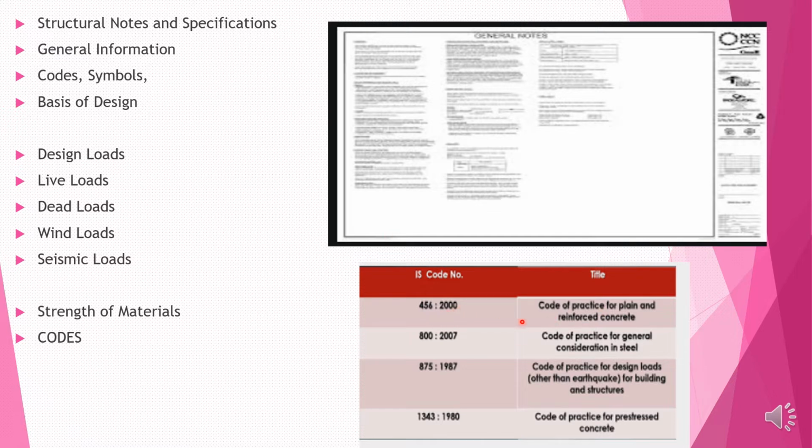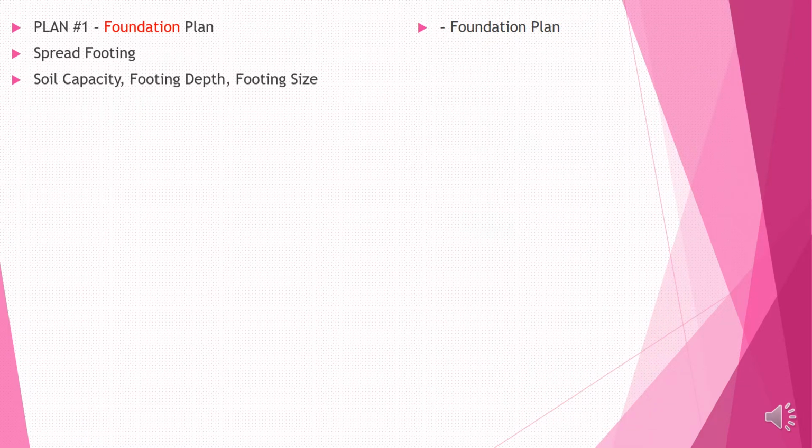See, this is what I call the codes. For concreting you have to follow IS 456, and IS 800 for the general consideration of steel, etc., which will be mentioned in the general notes.